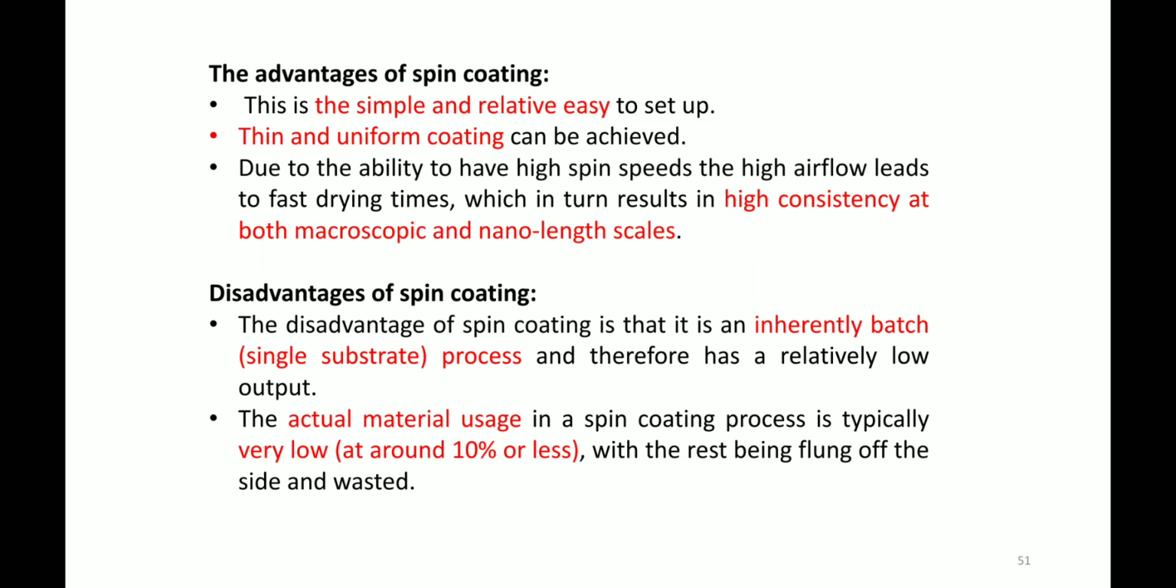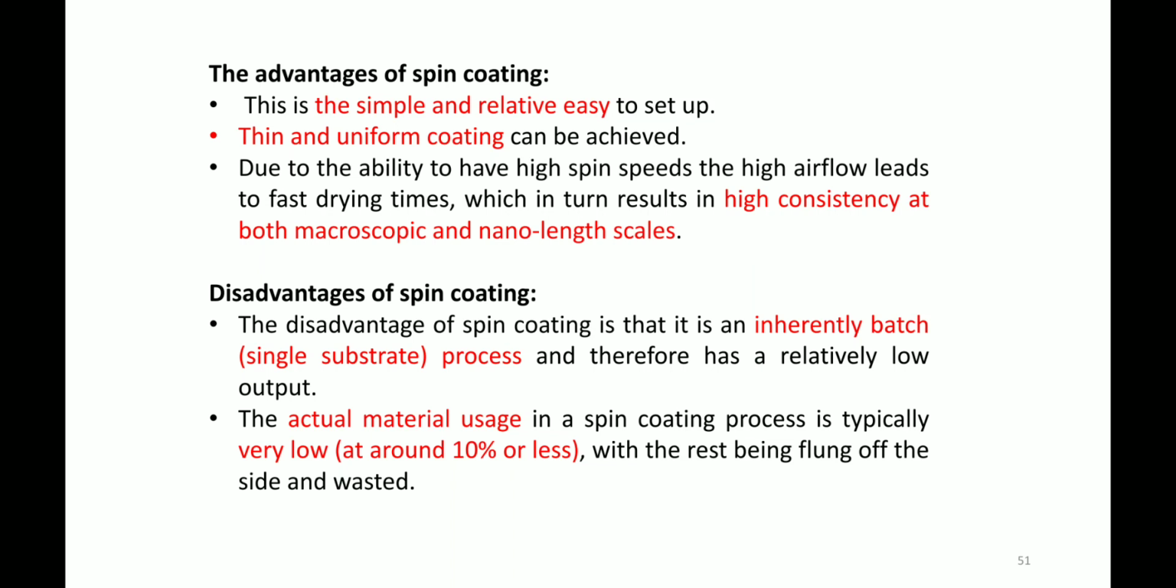So what are the disadvantages? There are two disadvantages of this technique. First is it is an inherent batch, that is a single substrate process, and therefore has a relatively low output. Okay, so if you have a spin coating machine, then at a single time you have to deposit on a single substrate. Multi substrate deposition is not possible with spin coating process. Whereas if you remember, in chemical vapor deposition we have seen that there is a batch of 25 substrates where you are able to deposit them at the same time. But here in spin coating process you have to deposit one substrate at one time.